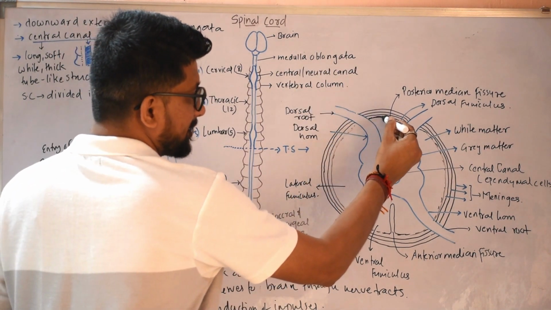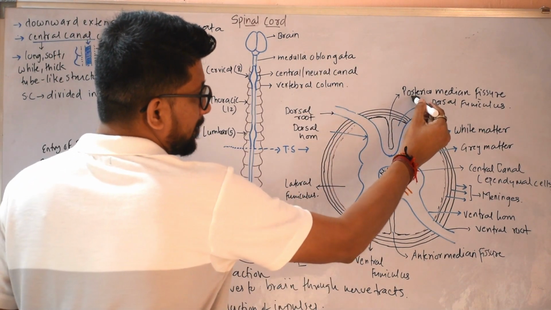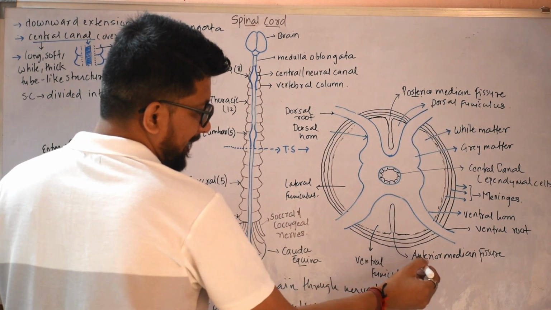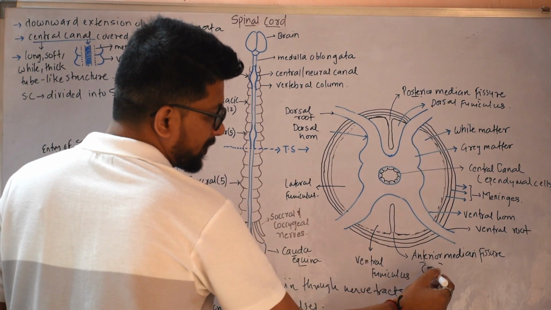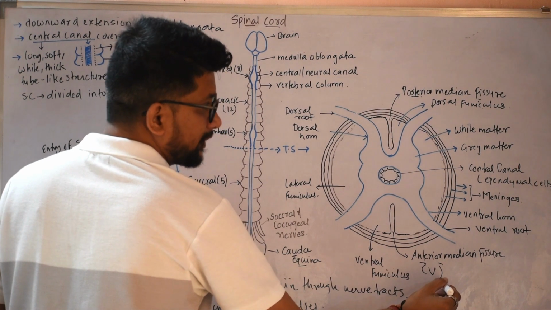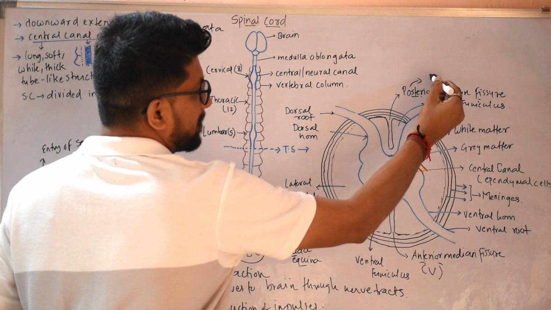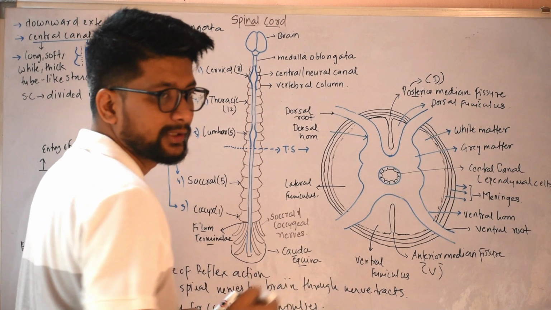Here you can see this is the posterior median fissure, and here you can see this is the anterior median fissure. Anterior median fissure will be present on the ventral side of the spinal cord, and posterior median fissure will be present on the dorsal side of spinal cord.